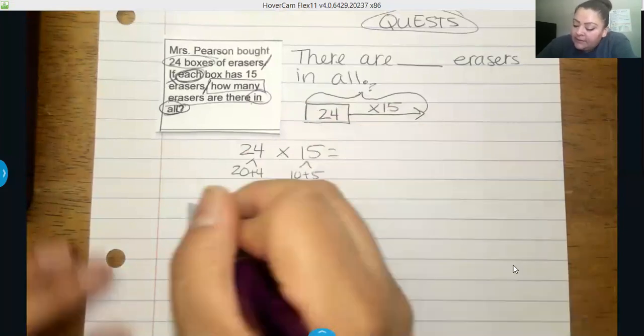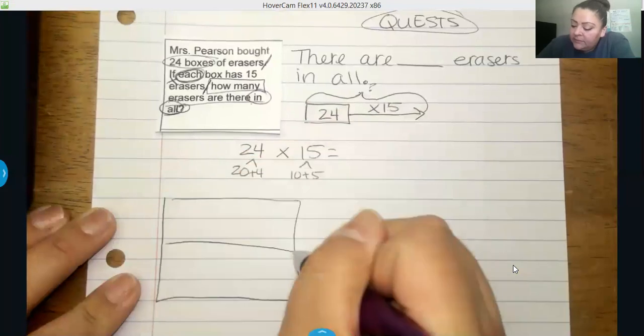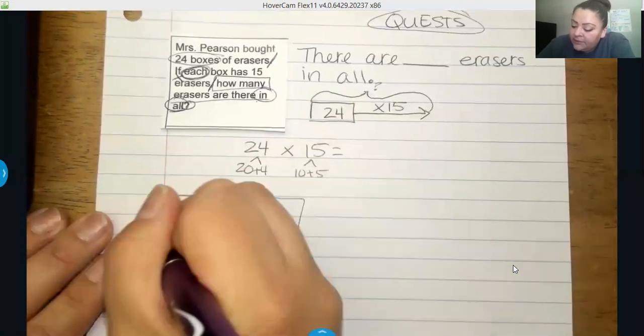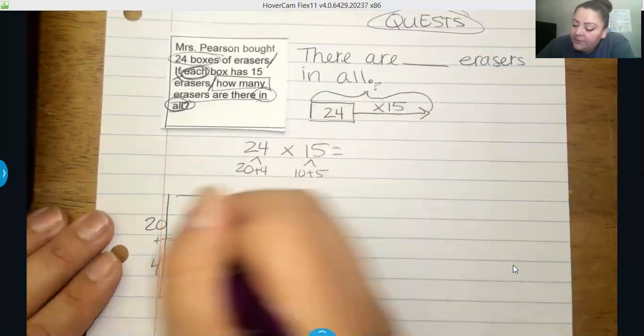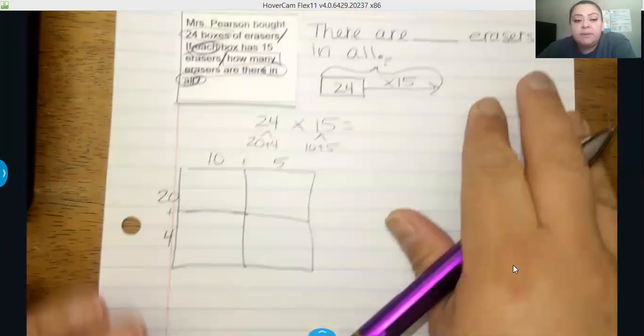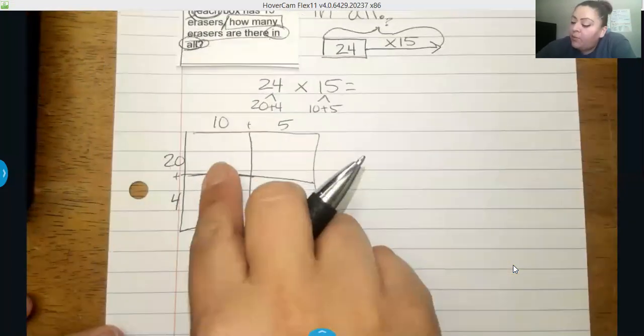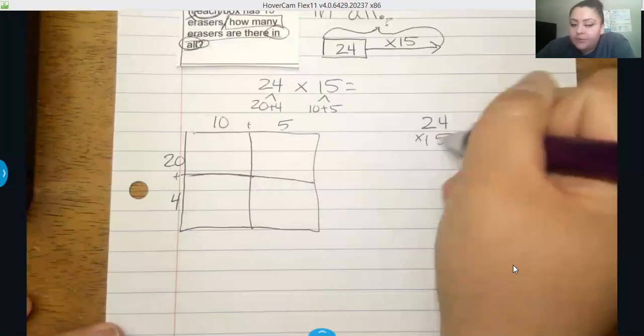All right, so let's do our box method really quickly. Break it apart. I'm going to do 20 plus 4 over here. And I'm going to do 10 plus 5 over here. All right, same thing. I'm going to set up my boxes before I start solving. And then when we're done, we will also do the regular way for some people, okay?